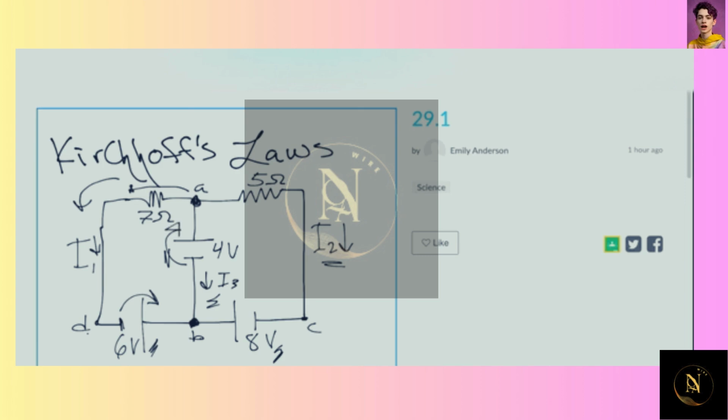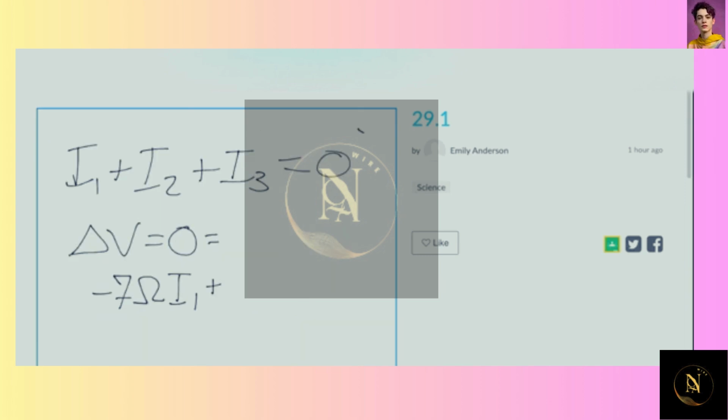From that, we can say negative 7 ohms times I1 equals negative 10 volts, or I1 equals 1.43 amperes.